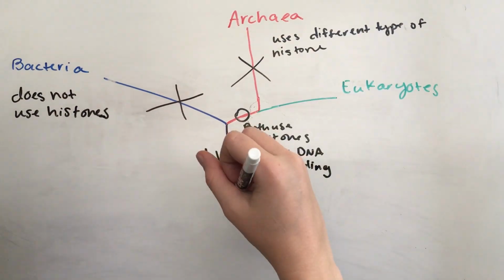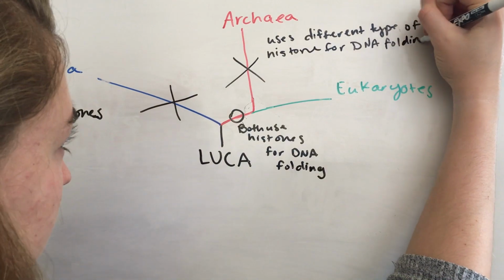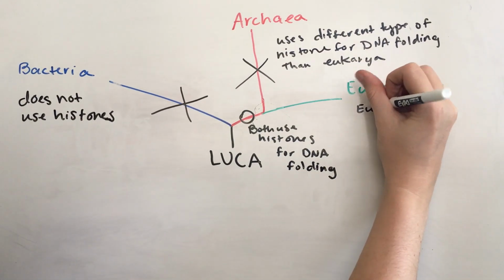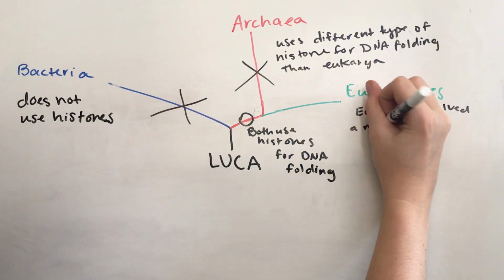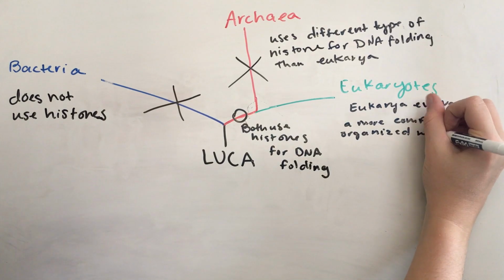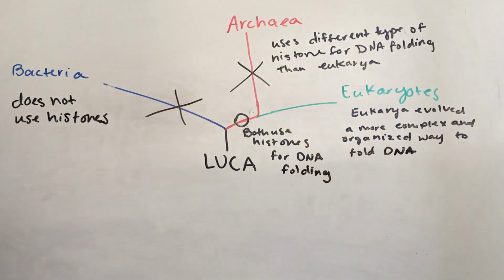Archaeal histone DNA complexes aren't limited to a discrete structure, so their gene regulation differed from eukaryotes. Eukaryotes, over time, gained the ability to selectively position nucleosomes. This allowed them to evolve a more complex and organized way to fold their DNA.